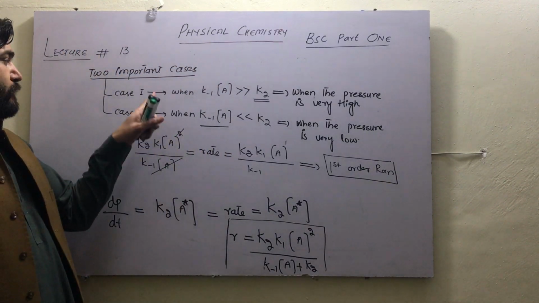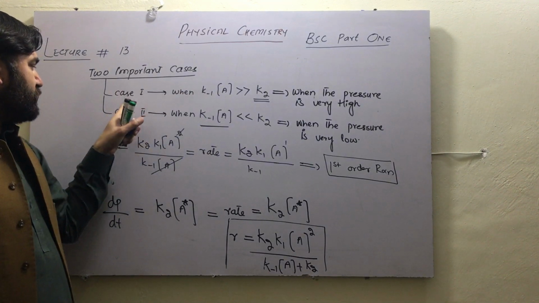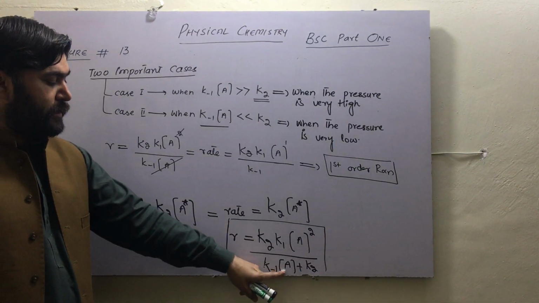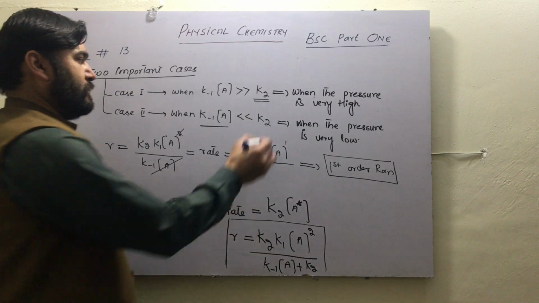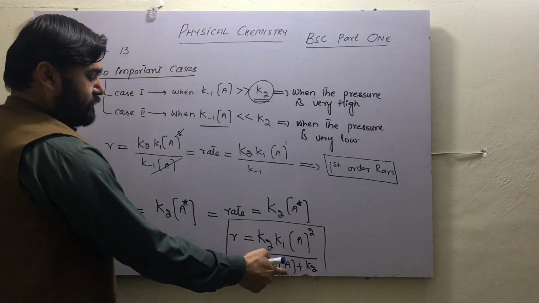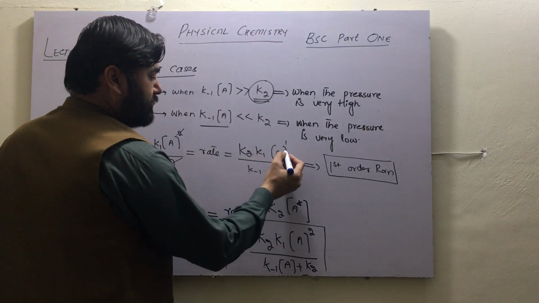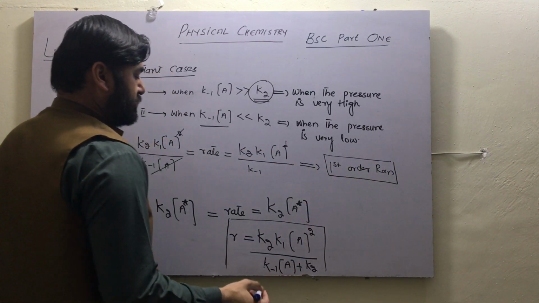Whenever in this equation there are two important cases, case 1 and case 2. In case 1, when k inverse a is greater than k2, we will ignore this one. We will not write it in this formula. So the equation will become like this, and in this case the rate is of first order. This is first order reaction.